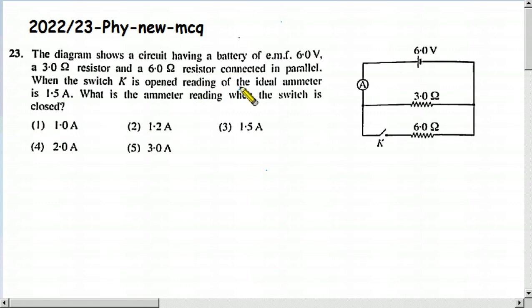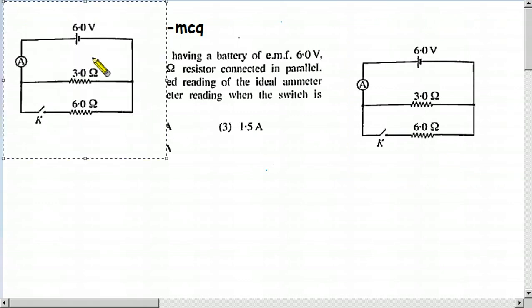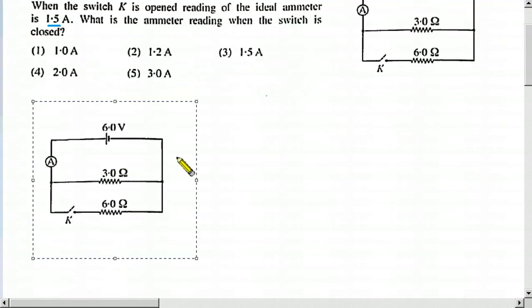The ammeter is ideal. They have said that it is an ideal ammeter, but about the cell they have said nothing. Normally in all the past papers they say that it has negligible internal resistance, but here they haven't mentioned that. So let us check what the internal resistance is, according to the current given here. So we can calculate the internal resistance.